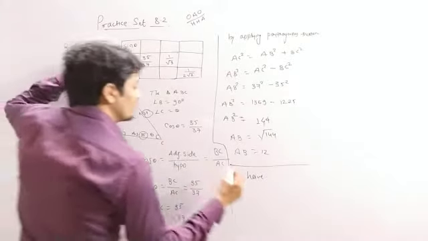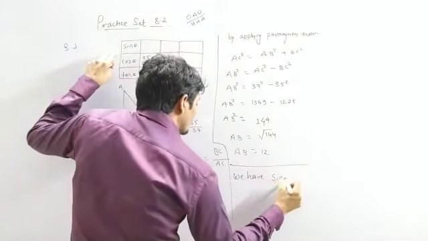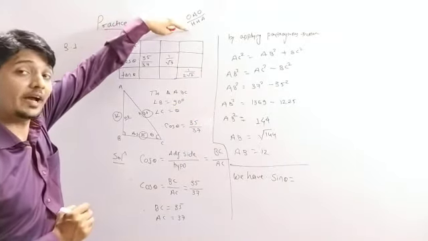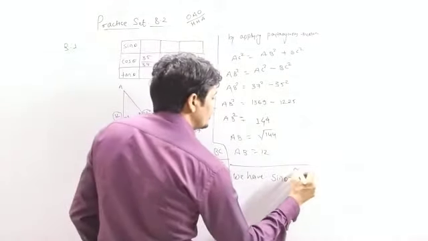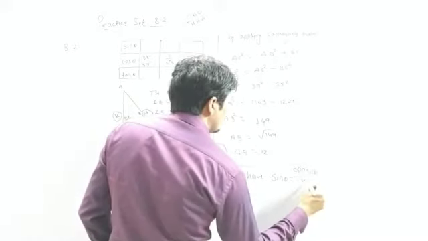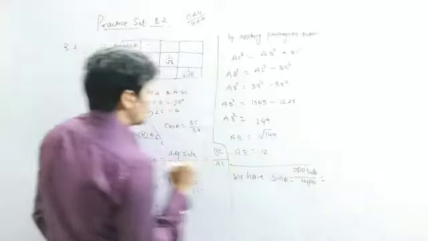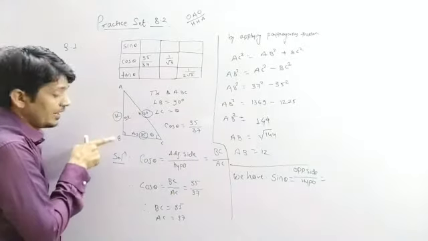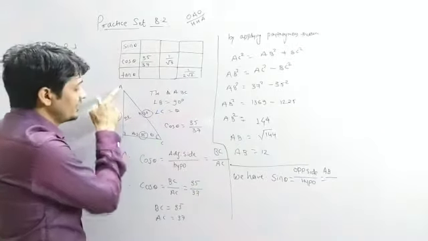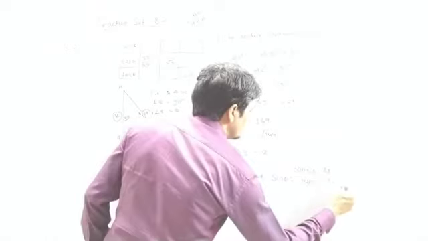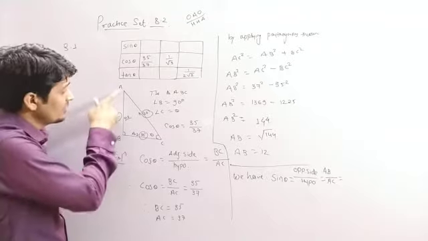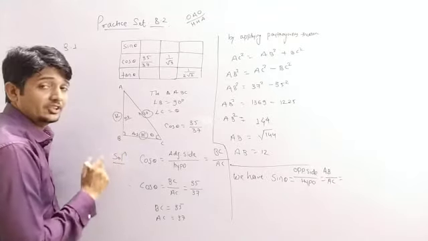So we know sin theta equals, what is sin theta? It is opposite side divided by hypotenuse. What is opposite side here? It is AB. So we have to write AB divided by hypotenuse, AC. The value of AB is 12 and hypotenuse is 37. So 12 divided by 37 will be the answer.